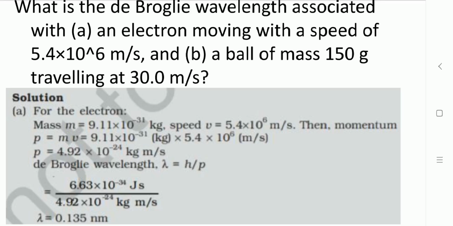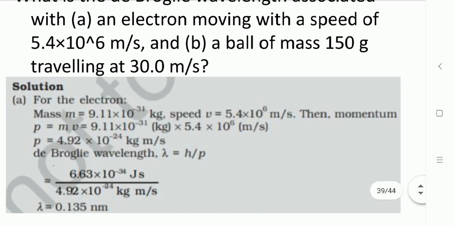So momentum is m into v. Substitute the value of m into v, and we have momentum 4.92 into 10 raised to minus 24 kilogram meter per second. Now the wavelength lambda equals h by p, where h is the Planck constant and p we have just derived. Substituting those values, we have lambda equal to 0.135 nanometer.